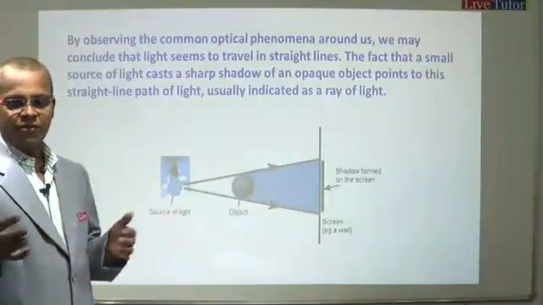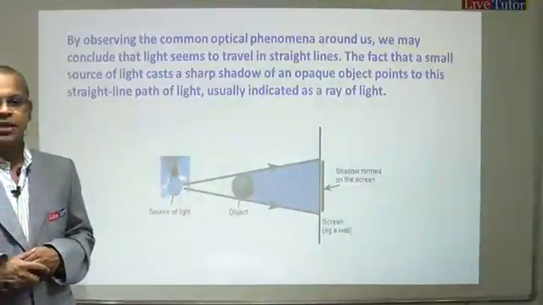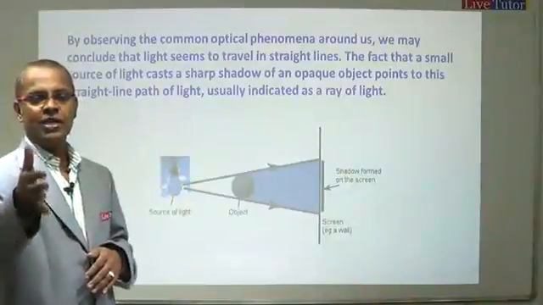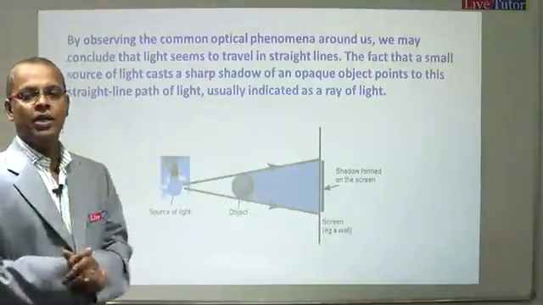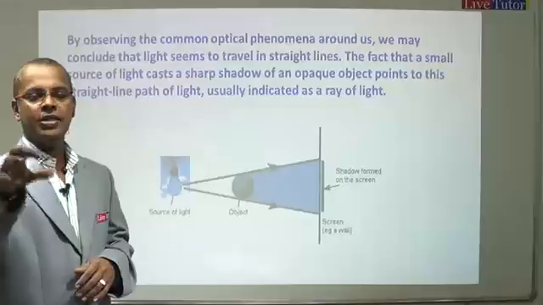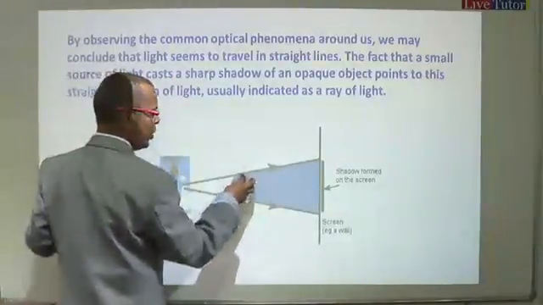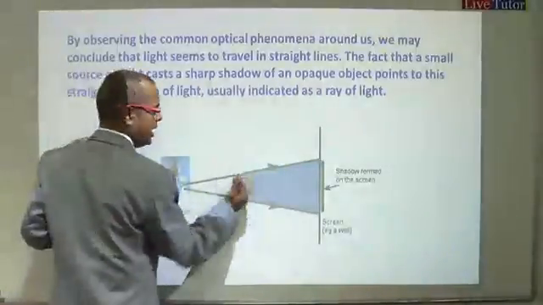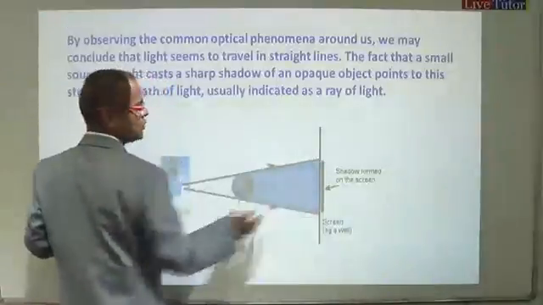Because always, right from the lower classes, we have been studying that light travels in a straight line. The fact that a source of light casts a sharp shadow of an opaque object points to this straight line path of light. That is, when you keep an opaque object in the path of light, it hides the light, so that behind that object a shadow is formed.